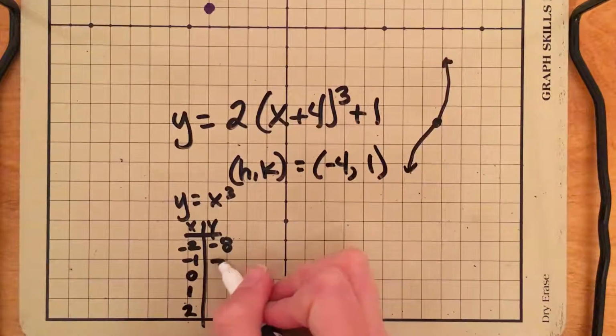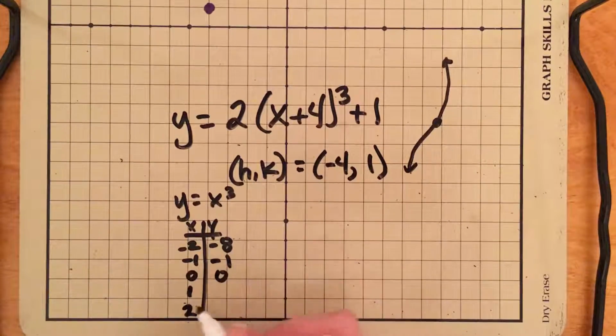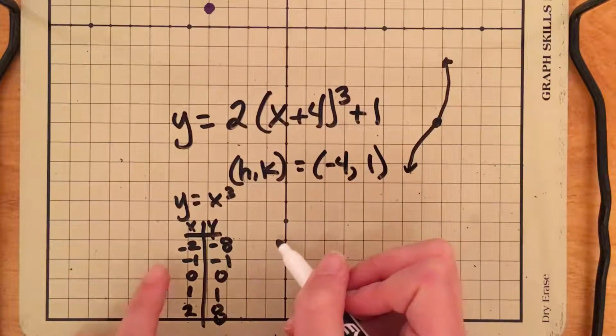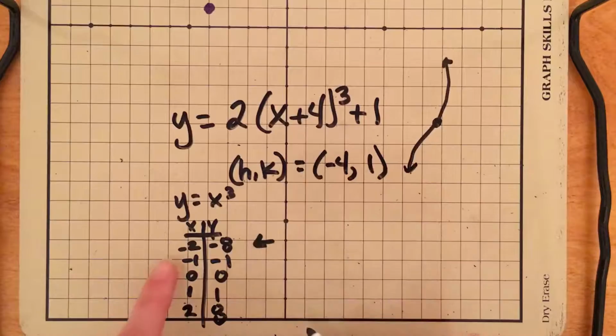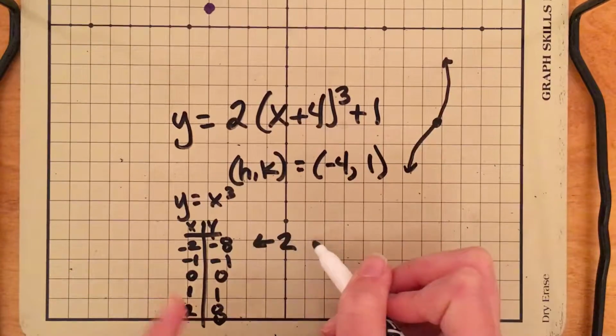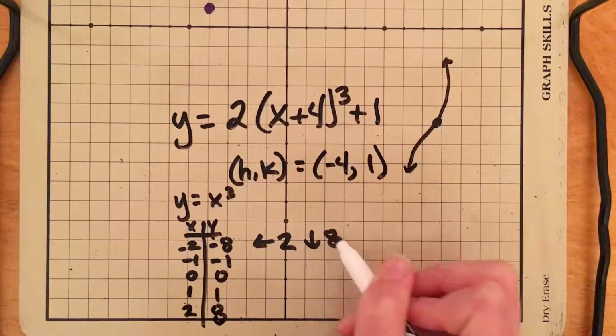-1 cubed will leave me -1 again. 0 cubed is 0. +1 cubed is 1. 2 cubed will be +8. So there's our normal pattern. I'm going to write it with little arrows again. So just left is when I have a negative here. And then this one will mean down 8.